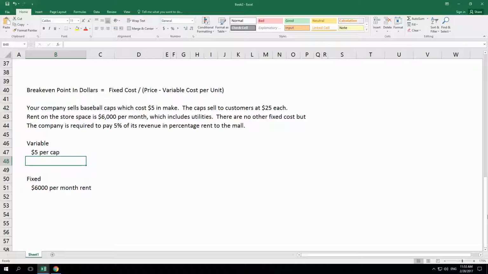So we can put that in formula terms. It's going to be whatever number of caps you sell, times 5% times $25, multiplied by the number of caps.